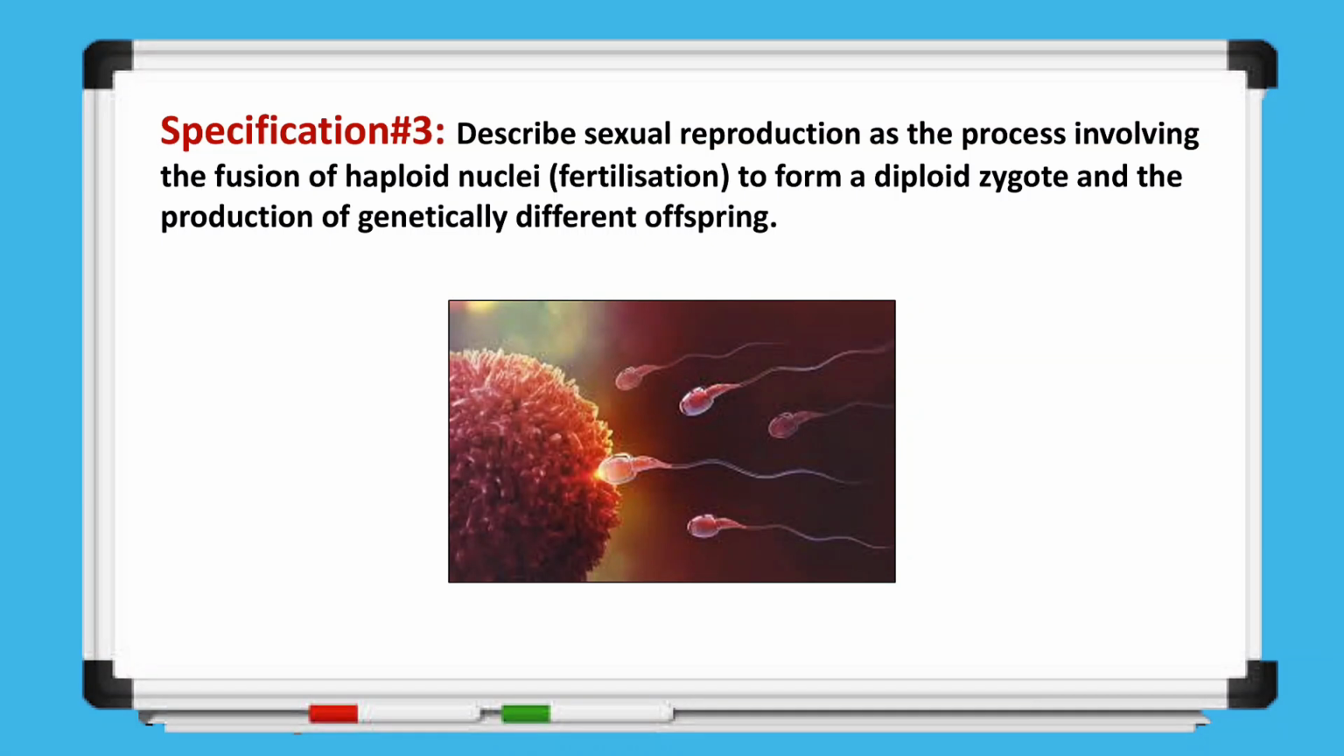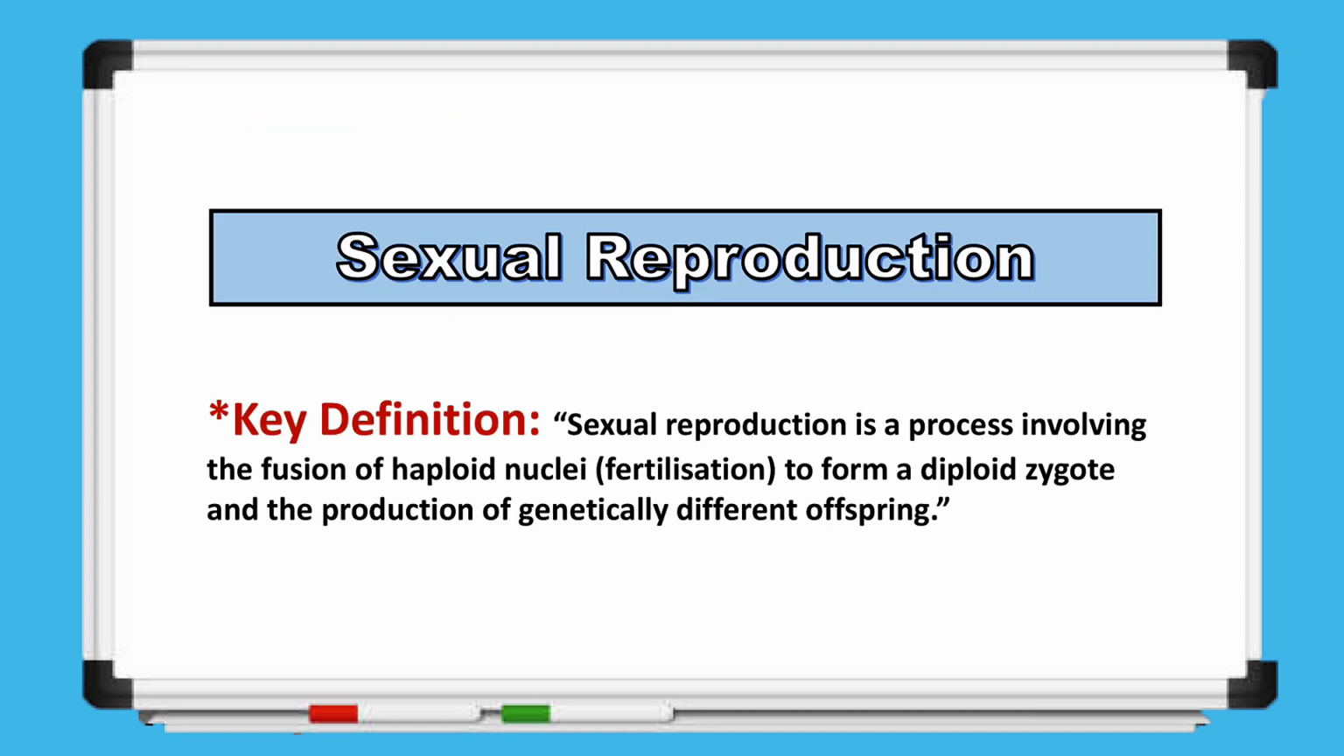Now we move on to the next topic, specification number 3, which asks us to describe sexual reproduction. Sexual reproduction is the process in which haploid nuclei from two gametes fuse during fertilization to form a diploid zygote, resulting in offspring that are genetically different from their parents. So, let's start by defining sexual reproduction.